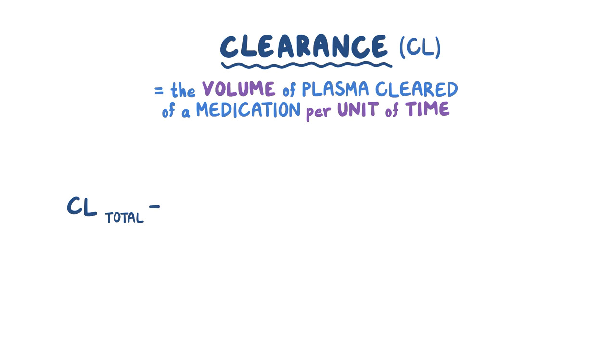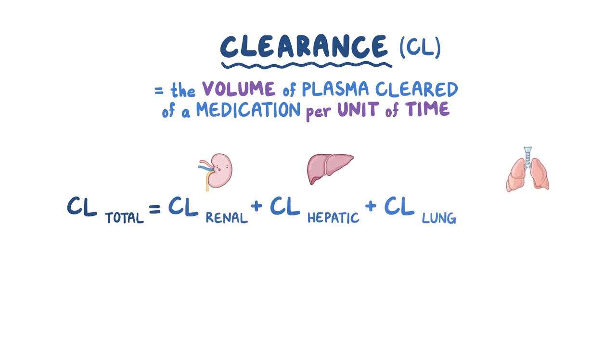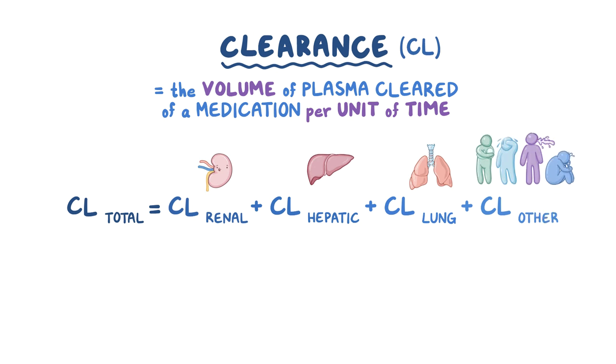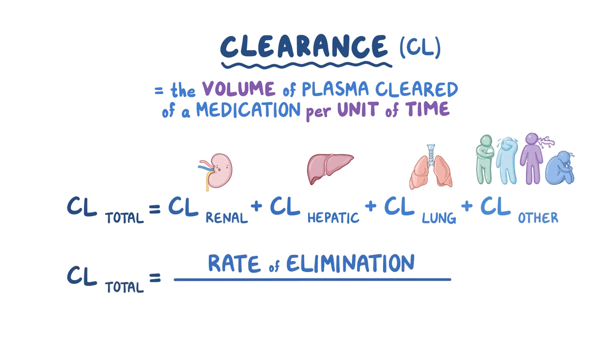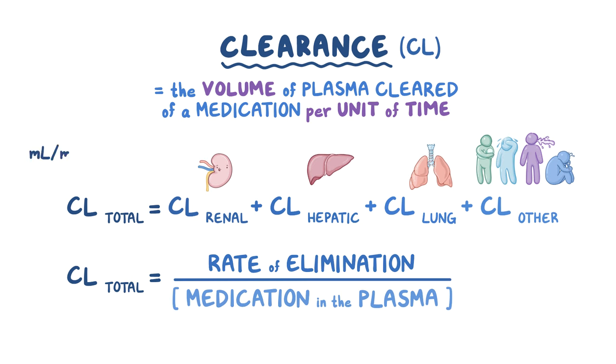So, total clearance equals renal clearance plus hepatic clearance plus lung clearance plus other clearance. And it can be calculated by dividing the rate of elimination, or how quickly a medication is eliminated, by the concentration of that medication in the plasma. And it's usually measured in milliliters per minute, or liters per hour.